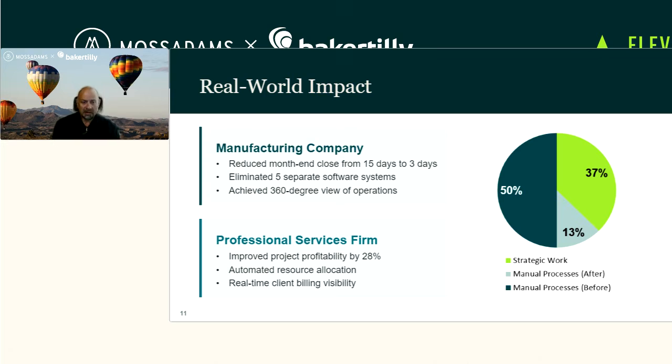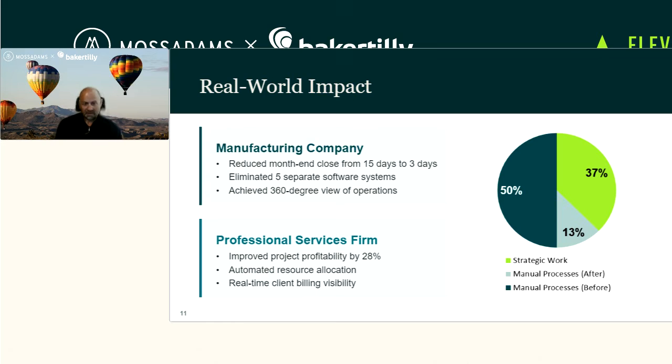Think about what that does for your decision-making ability when you can actually get accurate reconciled financials within a 2 to 3 day period of month end and be able to pivot on a dime if you need to, depending upon what those financials say. They were able to eliminate 5 separate software systems and bring them all onto one platform. They had one system for manufacturing, one for accounting, one for CRM, one for inventory management, one for warehouse management. We were able to bring them all onto one platform and achieve that 360-degree view of operations.